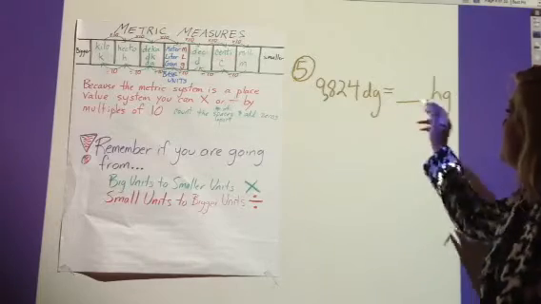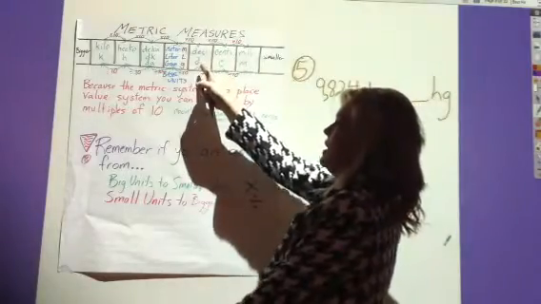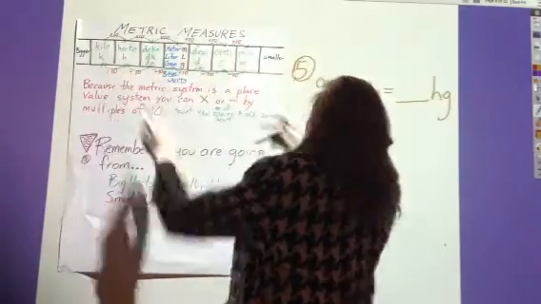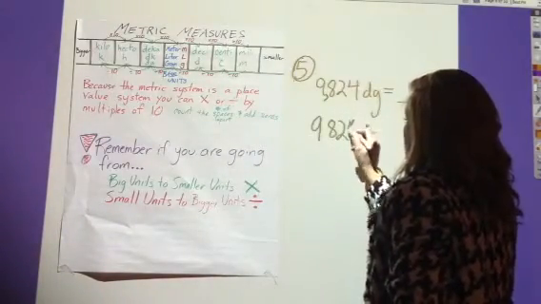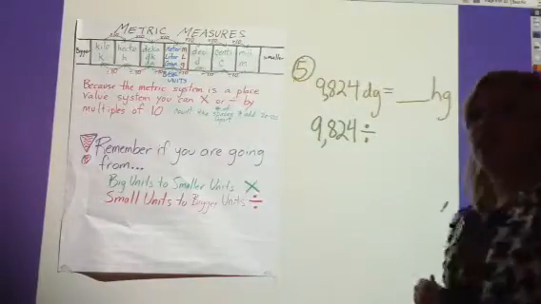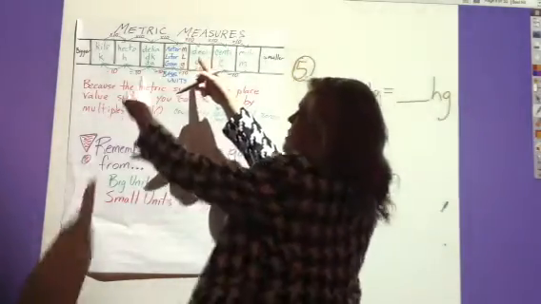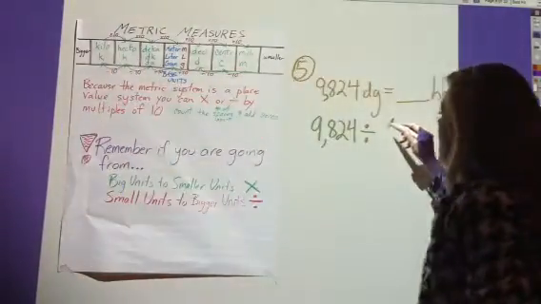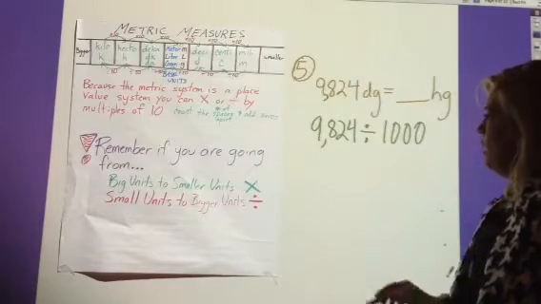So we have 9,824 decigrams. I need to convert it to hectograms. I look at my chart, I'm going from decigrams to hectograms. I'm moving from smaller to bigger. I know that operation is divide. The original number that I'm working with is 9,824. And again, I look for decigrams and hectograms. It's 1, 2, 3 spaces away. So I have 1, 2, 3 zeros after my 1.